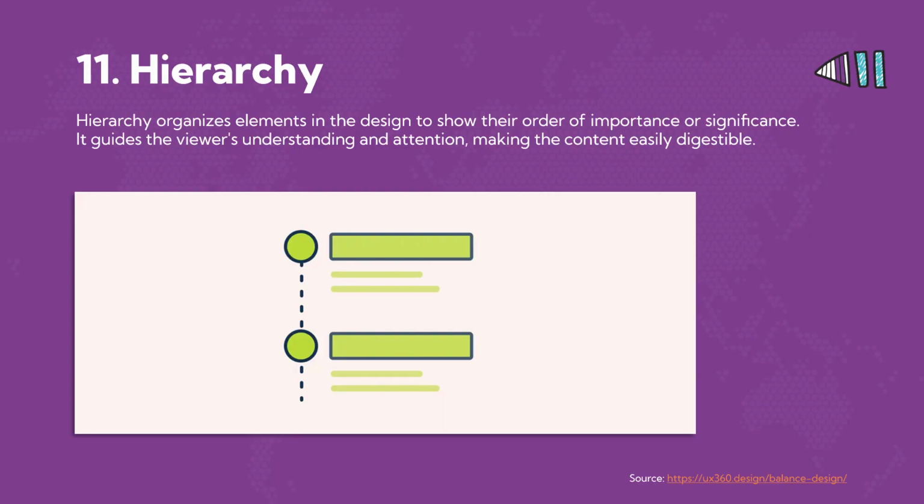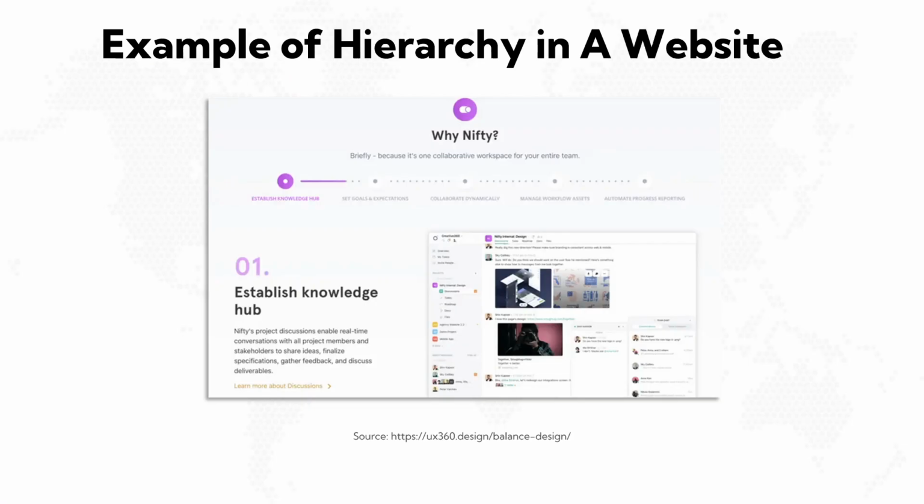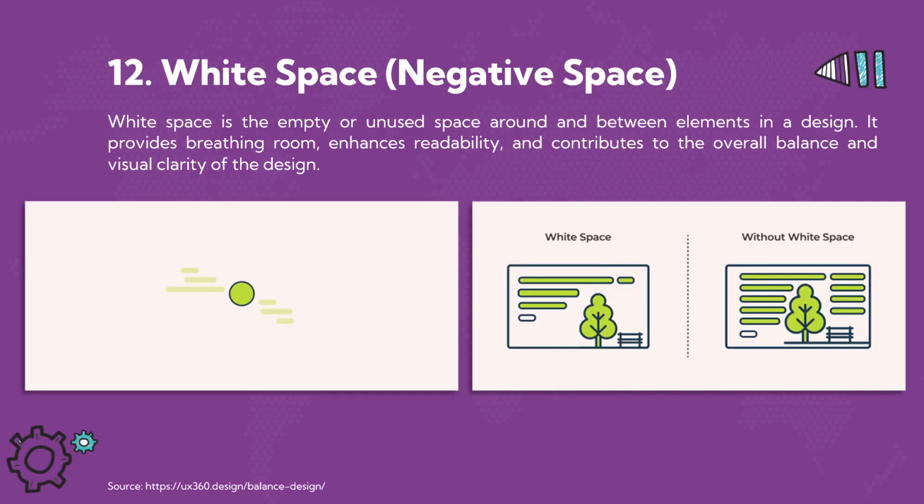Hierarchy organizes the elements in the design to show their order of importance and significance. It guides the viewer's understanding and attention, making the content easily digestible. An example of hierarchy in a website is that, as you can see, it says why Nifty gives you the multi steps.